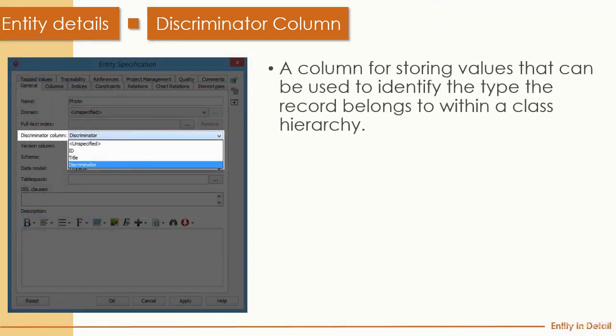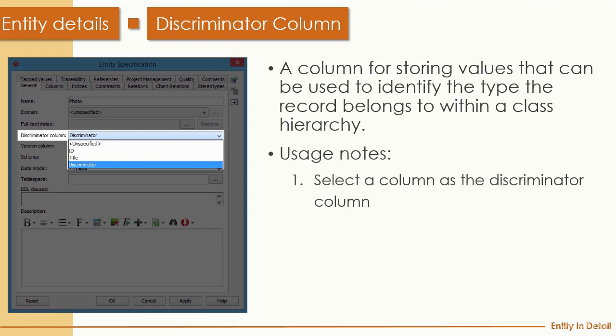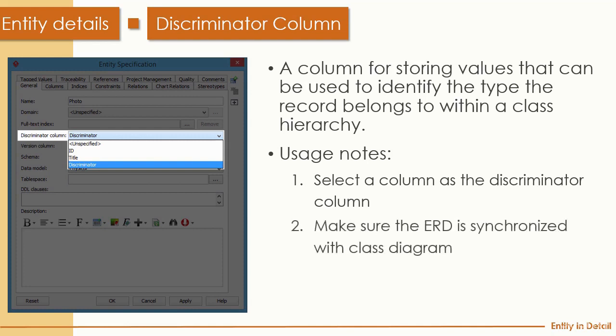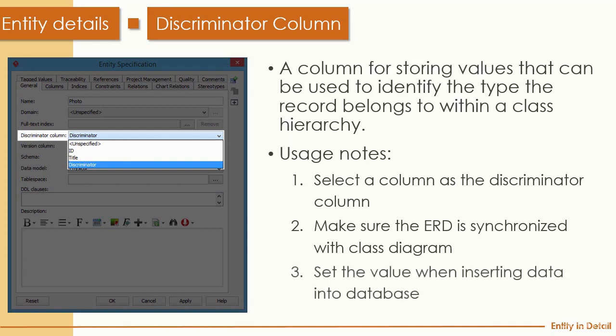By definition, the discriminator column is used to store the value to identify which class the row belongs to. To use it, it's easy. You just select the column as a discriminator column and make sure that after you specify this column, the ERD is synchronized with the class diagram. We have another lecture that talks about synchronization of ERD and class diagram. And you will set the value when inserting the data into the database. If you use the Hibernate framework, you don't need to care about setting this value because Hibernate will set it for you.